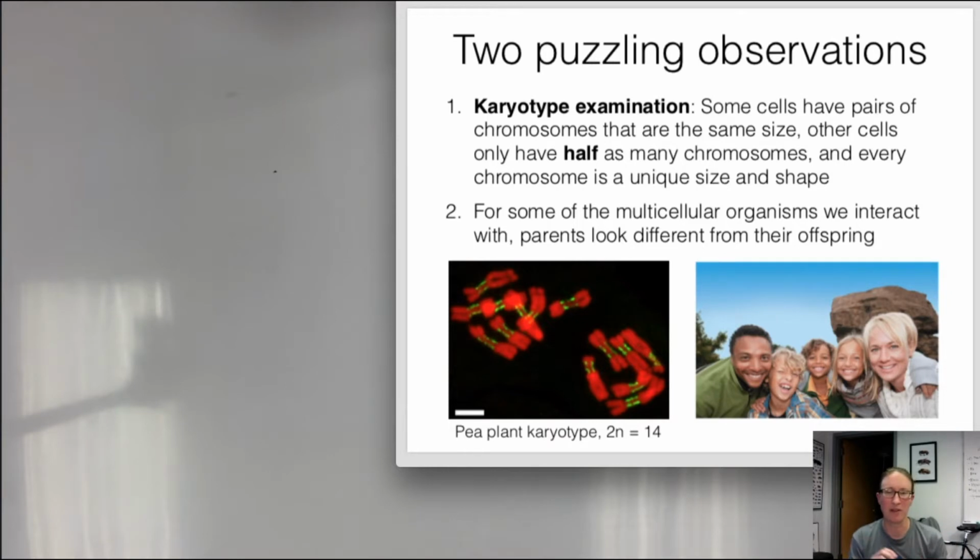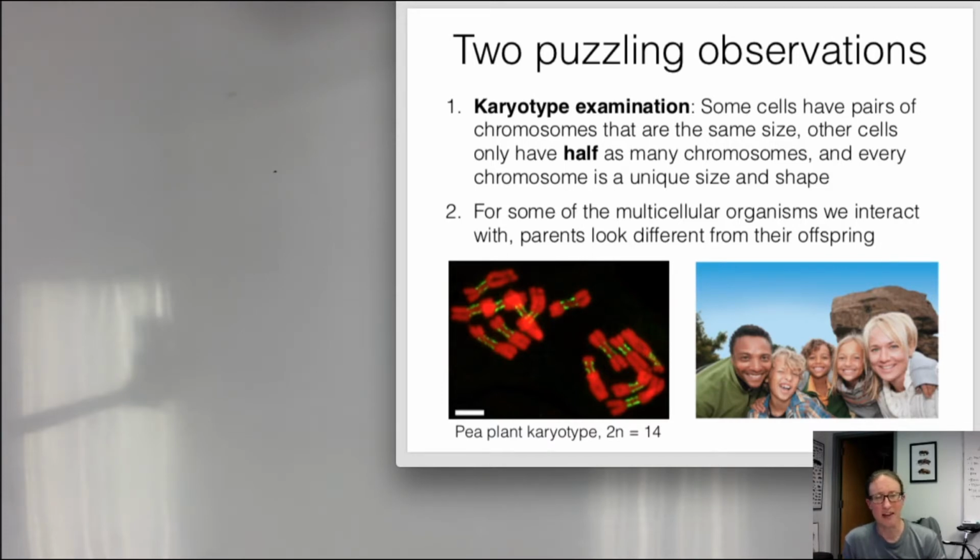If you stain a bunch of chromosomes, when they're in a cell, they'll often be all over the place. So you can then arrange them. People would actually cut out pictures of the chromosomes and arrange them. And what they found is that if you look at the karyotypes for a bunch of different kinds of cells, you'll find that some cells have pairs of chromosomes that are the same size, while other cells only have half as many chromosomes, and each chromosome is a unique size and shape.